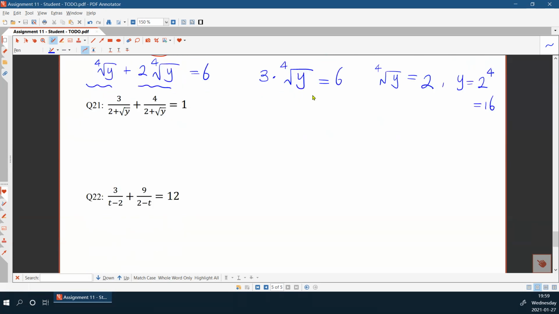Okay, let's see the next one. No question? Okay, next one. Note that these two ratios have the same denominator, right? Same denominator. So we can add them first, right? This gives us 3 plus 4 over the same denominator equals 1, right? Equals 1. 1 is actually 1 over 1.